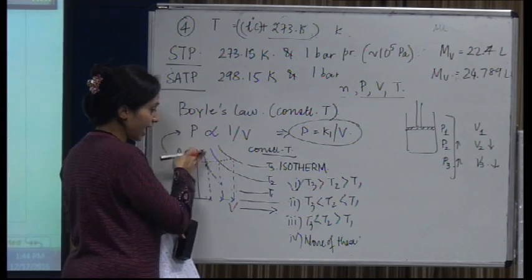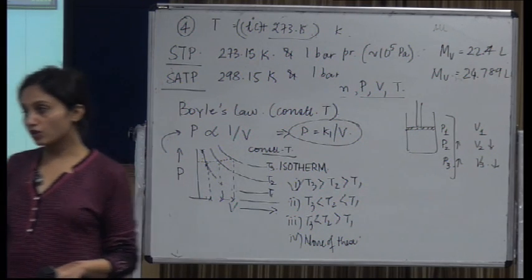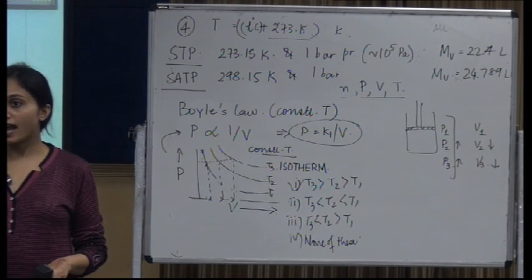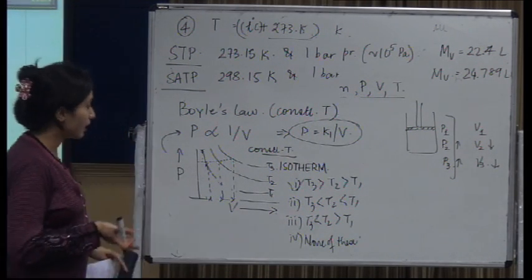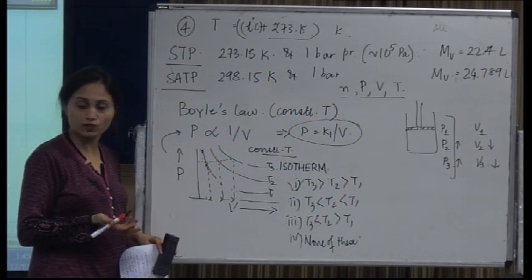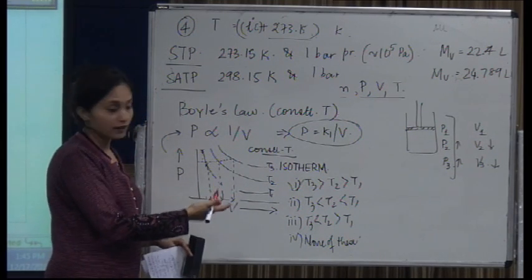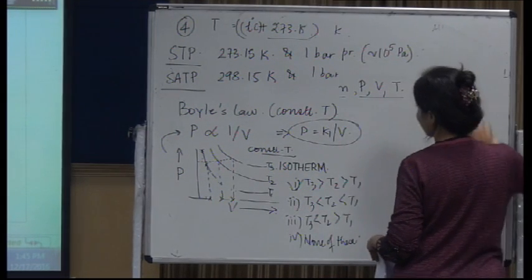So remember that Boyle's law states that at constant temperature, the pressure of a gas is inversely proportional to the volume of the gas. And when you remove the proportionality sign, you get a proportionality constant, which will be K. And based on that, you can actually draw a graph now. Similarly, you can have more plots also. Let's take up Boyle's law in detail then.